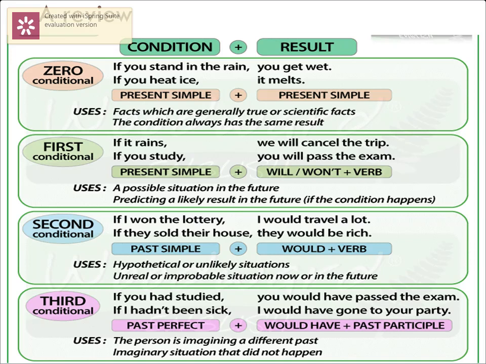Second conditional, it is an imaginary situation and the result is in present or future, and the condition is in past. Imaginary condition in the past, result is in present or future. Third conditional, the condition is in the past, and even the result is in the past.